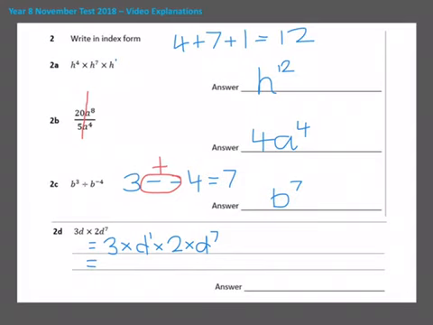And with multiplying, we just said we can change the order. So we can write this as 3 times 2 times d to the power of 1 times d to the power of 7. And then we work it out in stages. So 3 times 2 is 6, and d to the power of 1 times d to the power of 7. Adding the powers gives us d to the power of 8.